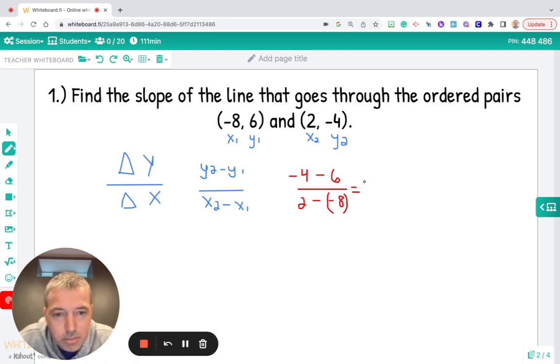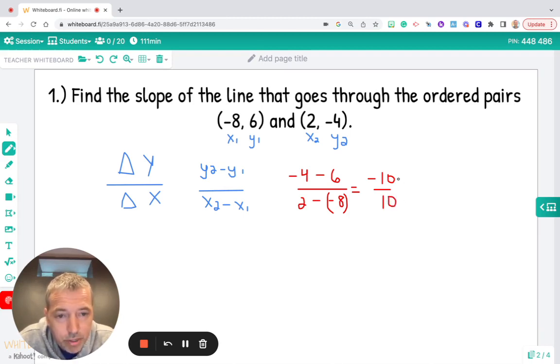So -4 minus 6, that's a keep, change, flip. That's what we do in my class. But if you can do it by hand or use your calculator, -4 minus 6 is -10. And 2 minus -8, if I keep, change, flip that, it'd be 2 plus 8, which is 10. So I get -10 over 10.